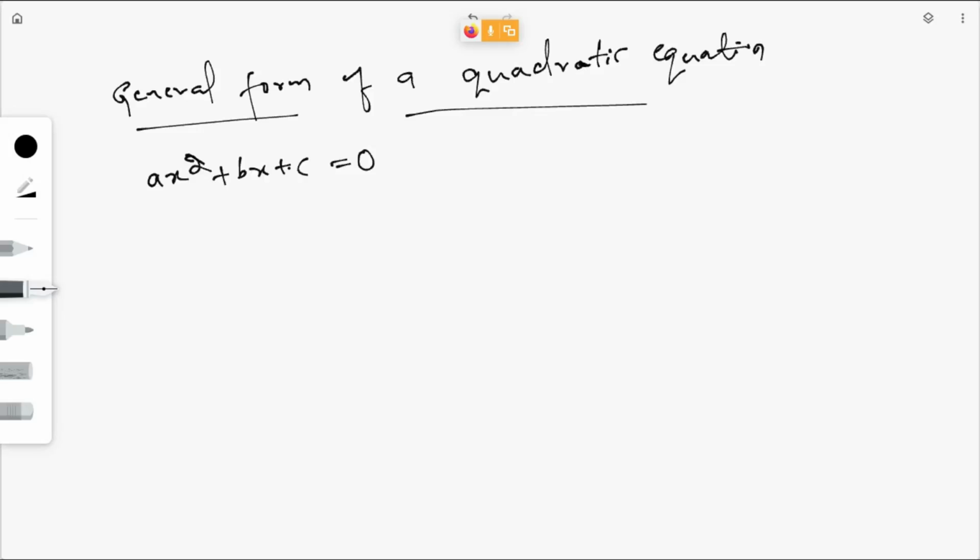Next, here this a is not equal to 0. If this a becomes 0, if I take a is equal to 0, then what will you get? You will get just bx plus c is equal to 0. Is this a quadratic equation? No. This one is a linear equation. If you take a is equal to 0, then you will get a linear equation. Hence a should not be equal to 0. Okay, next.